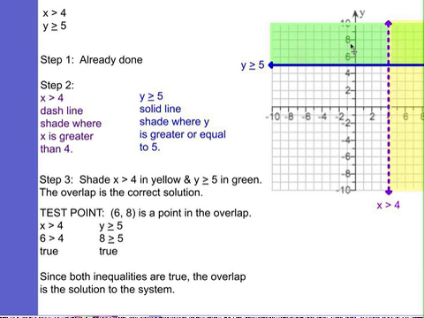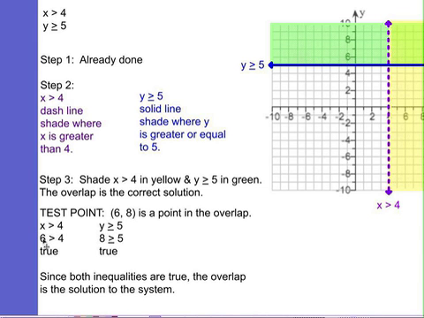Again, we must get a test point. We cannot use 0, 0 this time, but we must pick any point in the double shaded region. So I picked 6, 8. 6, 8 is right here. So again, x becomes 6, y becomes 8. So I plug them into both equations.